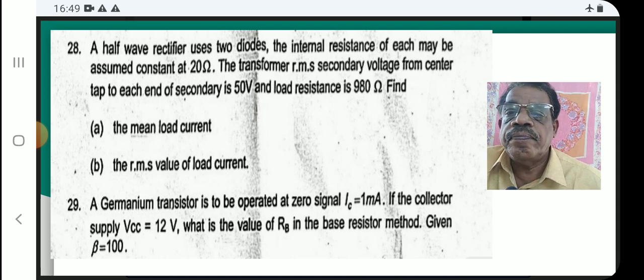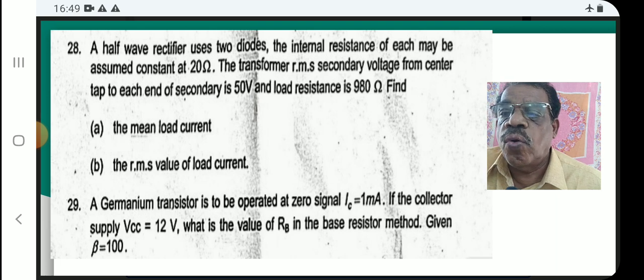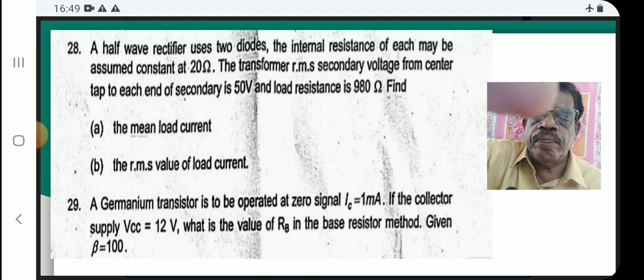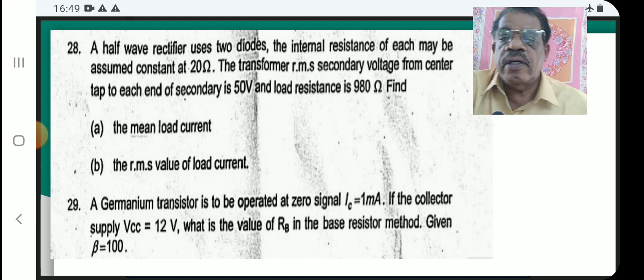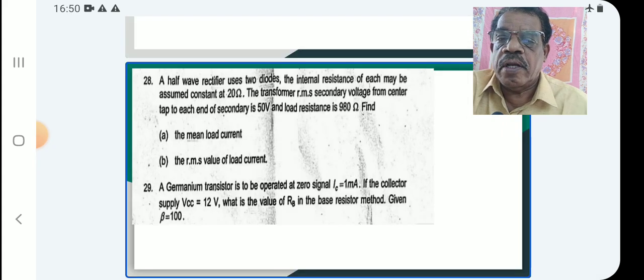Find the mean load current, the RMS value of load current. This is half-wave rectification. So we have to use the equations of half-wave rectification. You need not bother about the center tap transformer. You take the voltage only, the input voltage.